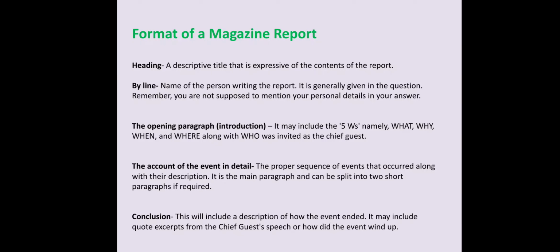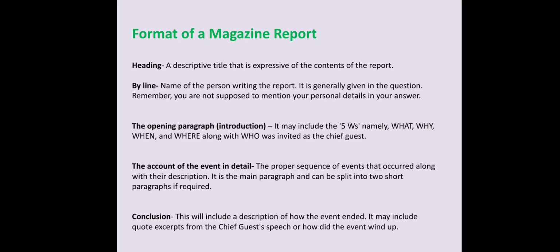Next is the opening paragraph, the introduction. It may include the 5 W's. These 5 W's are namely what, why, when and where, along with who was invited as the chief guest. So in this school magazine report, these WH answers should be included in the report. First is what kind of event was held in your school. Next is why you have organized this kind of event.